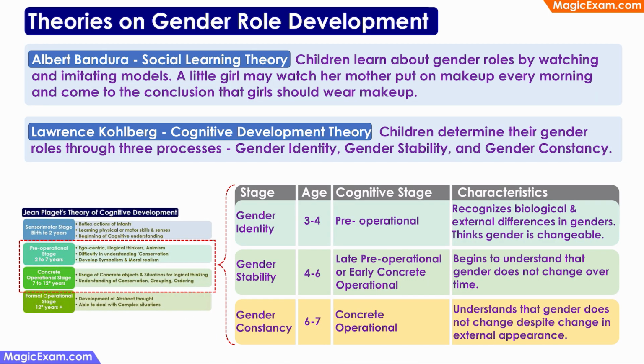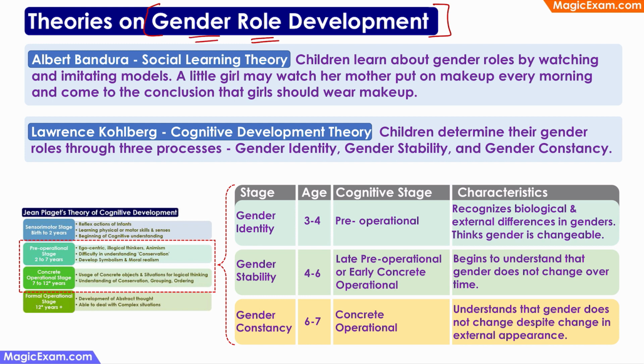Let us look at a couple of important theories on gender role development. So what is this gender role development? Well, at some point the child realizes that he or she is male or female, and then the child learns what is expected from him or her in terms of behavior or in terms of dressing up just because he or she is male or female. So how does the child learn this? That is gender role development, that is, what is their role as expected by the society just because of their sex.